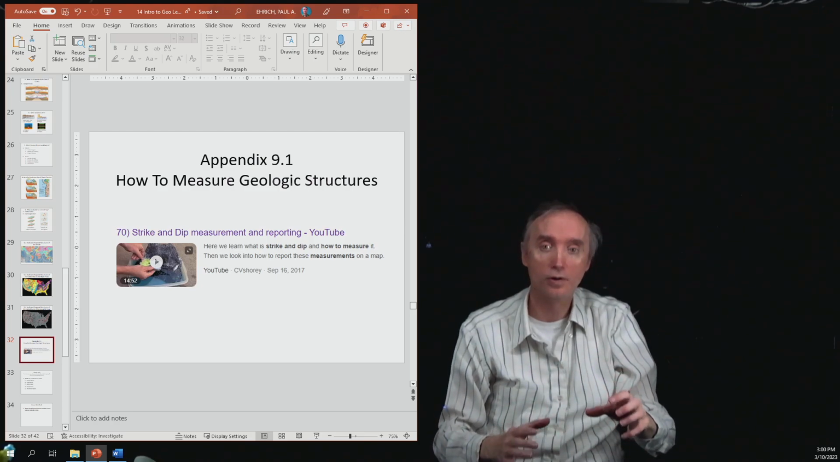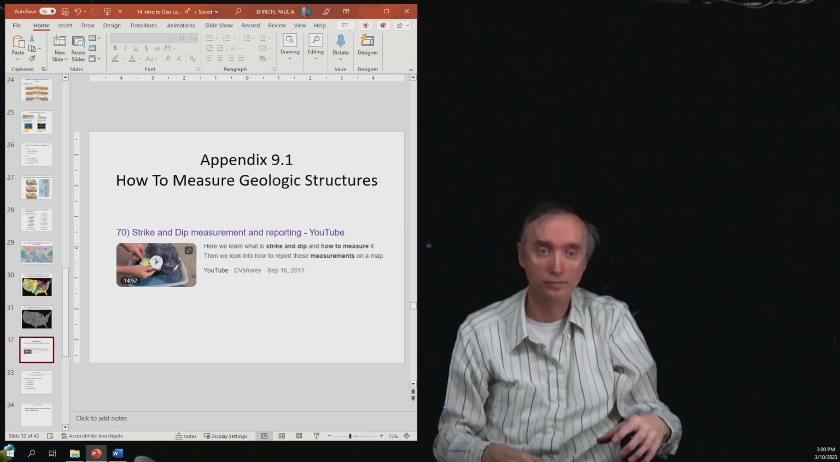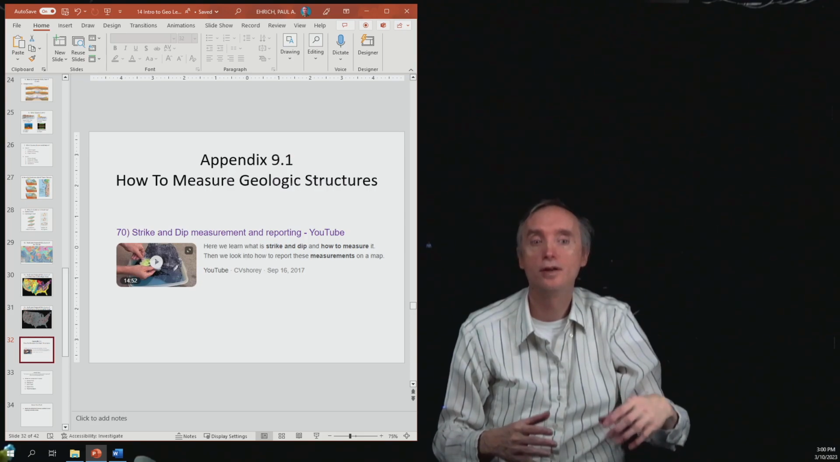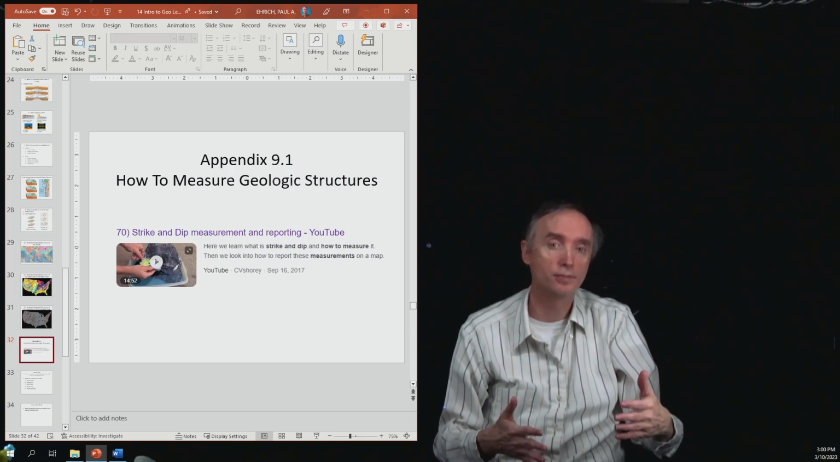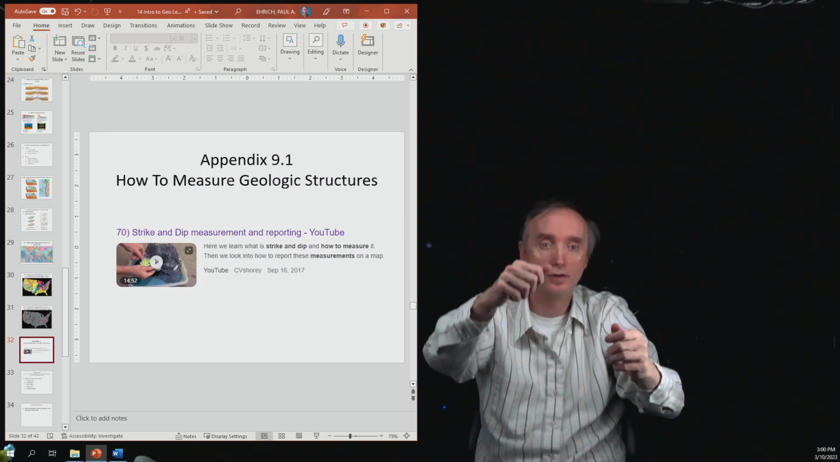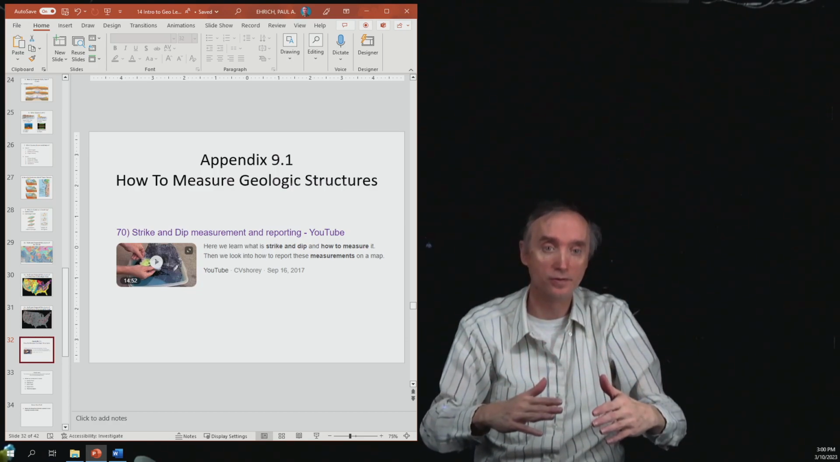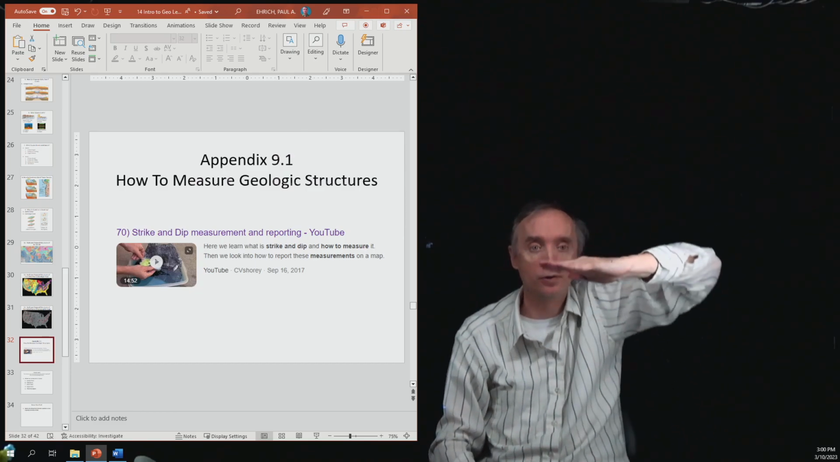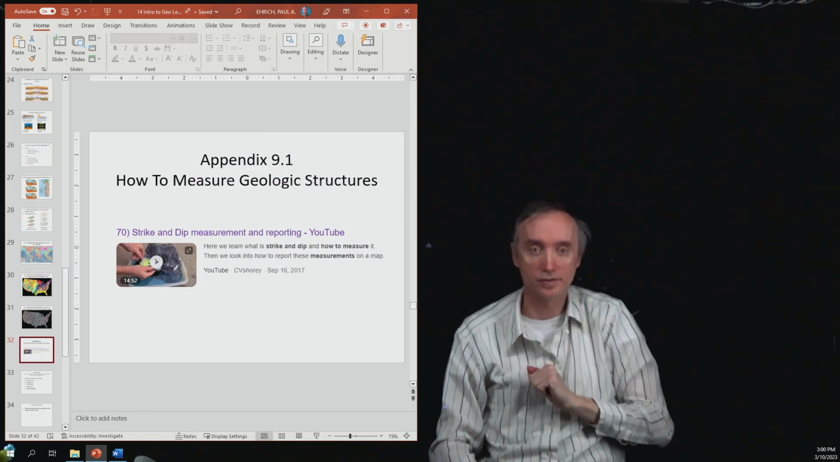But a Brunton also has another needle that is going to tell you the dip that it's going to make. So if you take the Brunton and you put it on its side and you put it onto the fault, you can measure the angle that it's making like this.